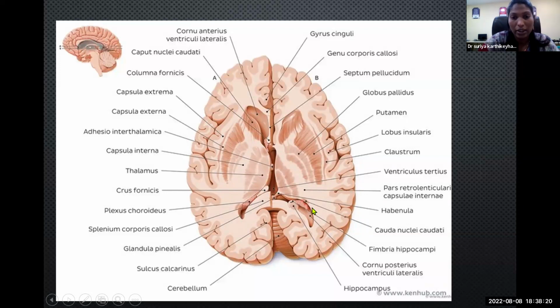Within the lateral ventricles, you can make out some things. This is the choroid plexus. What is this? Choroid plexus. CSF is produced only from the choroid plexus.